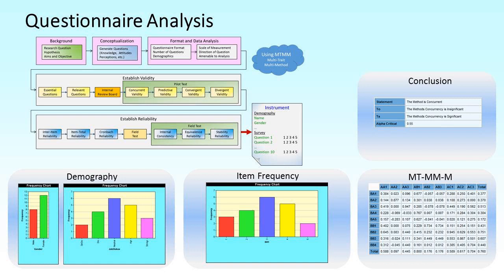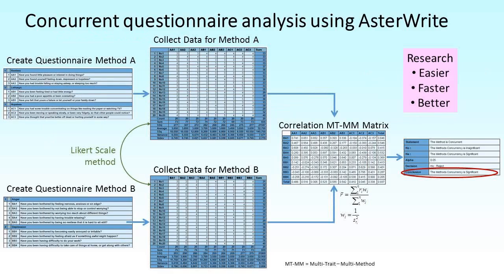Demography data analysis comes as a given. Here you see how AsterWrite does concurrent validity. The student enters two types of questionnaire designs with relevant data. AsterWrite conducts a suitable analysis and gives the conclusion in a single step.